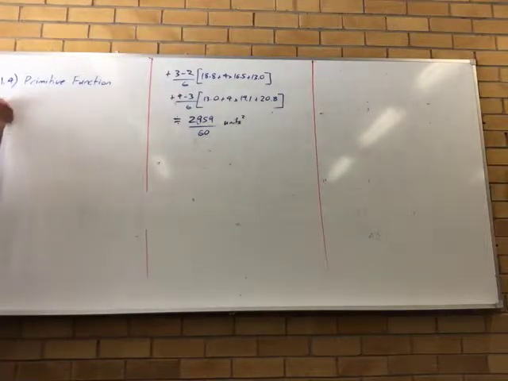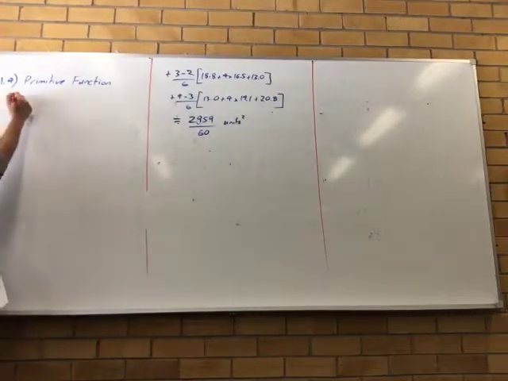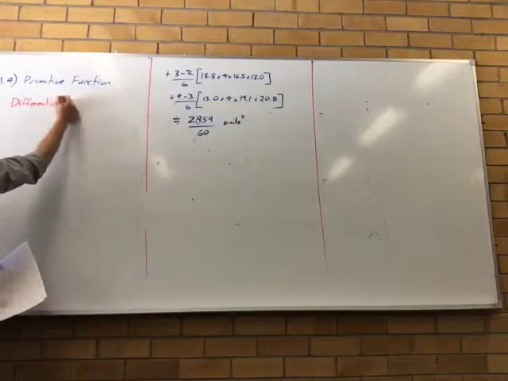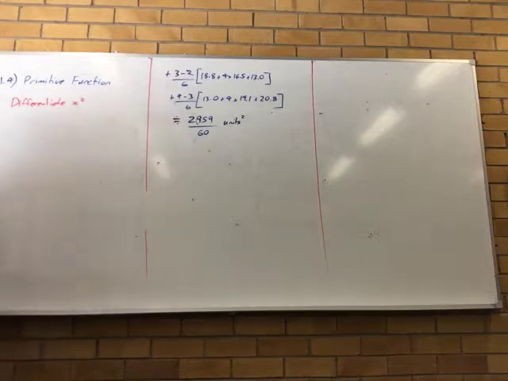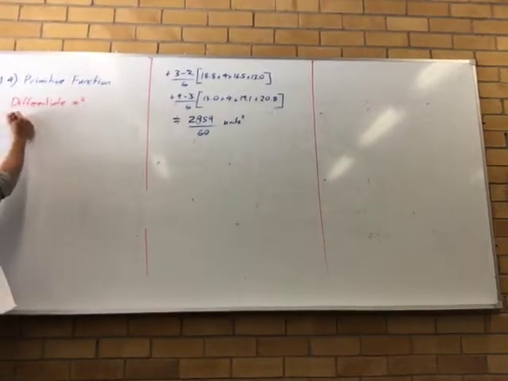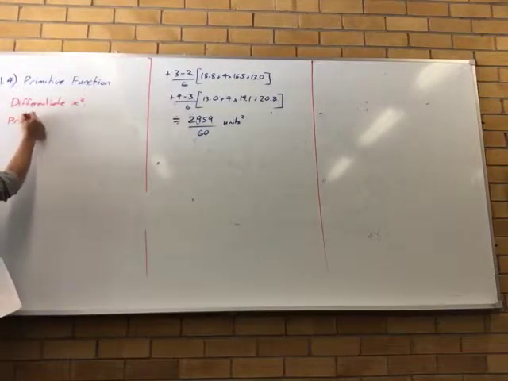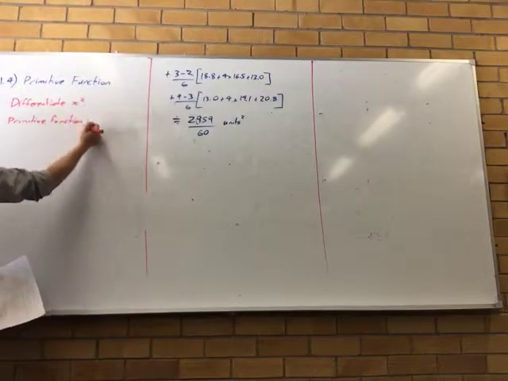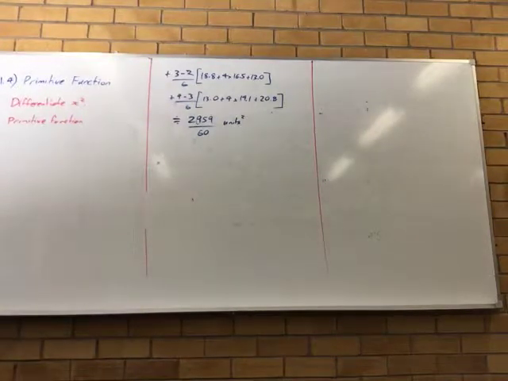Example A. I want you to differentiate x squared and hence write down the primitive function.